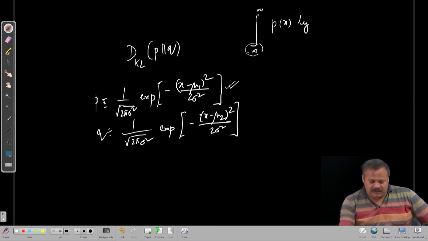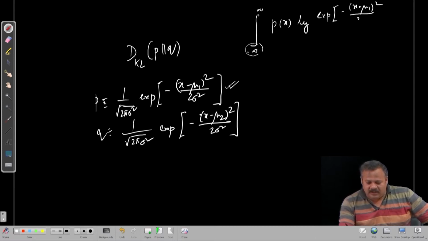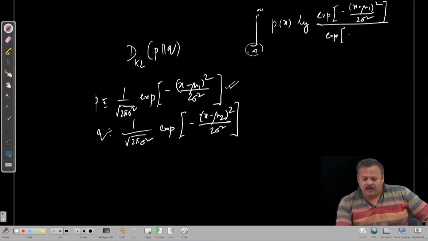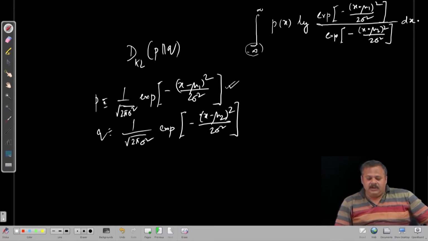So P(x) by Q(x), we cancel the square root 2 pi sigma squared, and we are left with exp minus (x minus mu 1) squared divided by 2 sigma squared, divided by exp minus (x minus mu 2) squared divided by 2 sigma squared, and we have dx. Now remember, P(x) is that same Gaussian, that is normal 0, sigma squared.